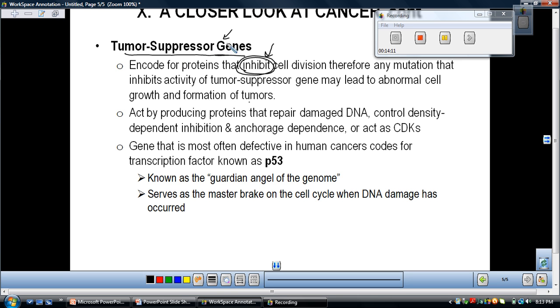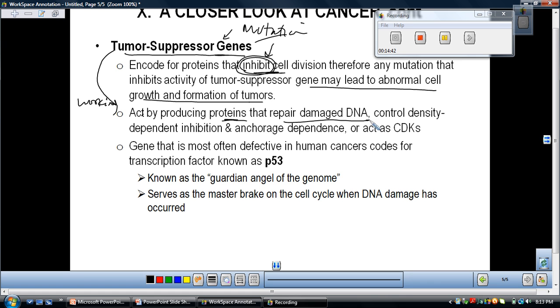So when these genes are functioning normally, they're going to slow down cell division if need be. So if you've got some sort of mutation to a tumor suppressor gene, this is what it leads to right here: abnormal cell growth and formation of tumors. So how do these work? If this tumor suppressor gene is working, it is doing its job, it's going to produce proteins that not only inhibit cell division, but also produce products that can repair damaged DNA.